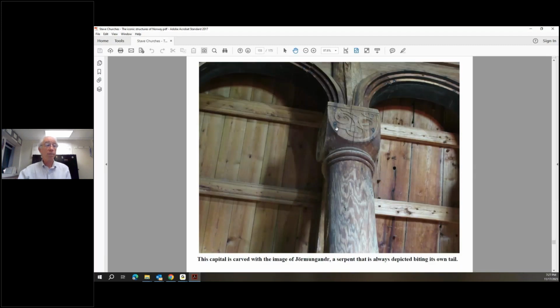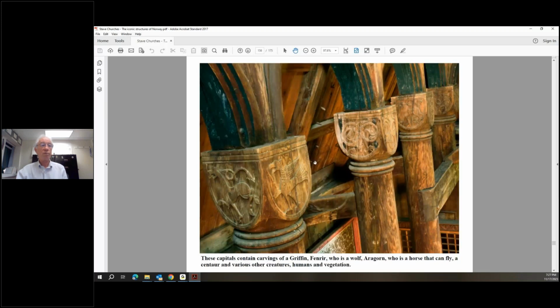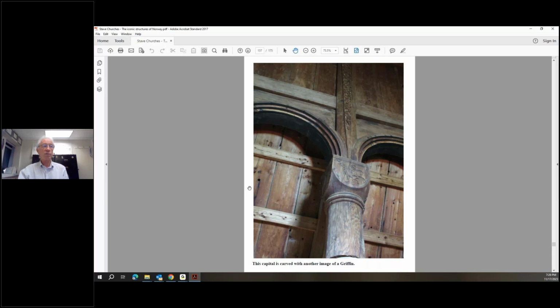This is Jormungandr, sorry, a serpent that's always seen as eating or biting its own tail. A griffin, a Fenrir, a wolf, Sleipnir, who's a horse that can fly. So there's all these mythological beasts, but there are also humans, pilgrims. Another carved image of a griffin. And then you can see that the columns themselves, as they go upward, are also carved.